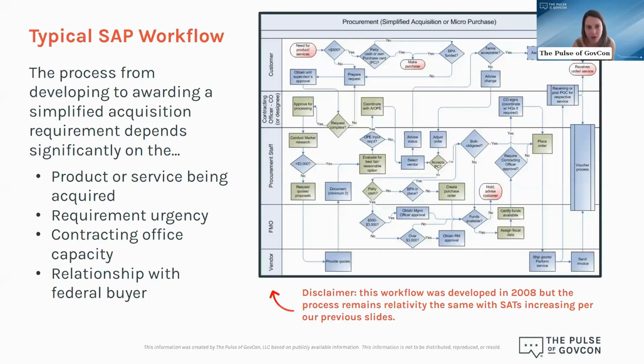So that's what we mean by the urgency of the requirement, or things like humanitarian efforts or crises, where the government needs something fast and needs it now, right? There's a lot of steps that they can skip when going through that justification process.